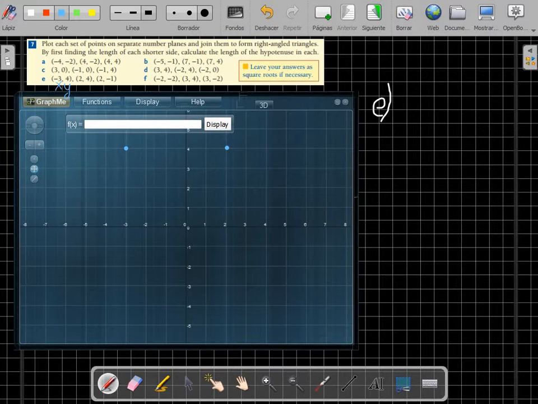The last point is 2 in x, minus 1 in y. So here it is, 2 in x. And from here we're going to move down until we get the minus 1 in y. There it is. 2 in x, minus 1 in y. Now what we have to do is join the 3 points with some straight lines.